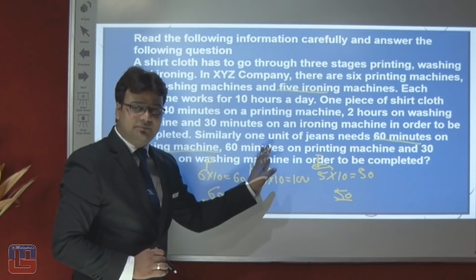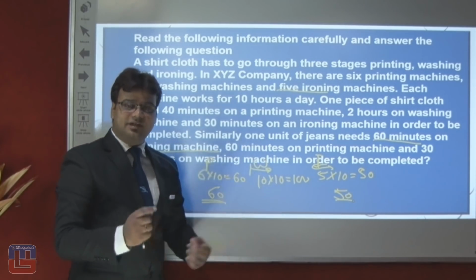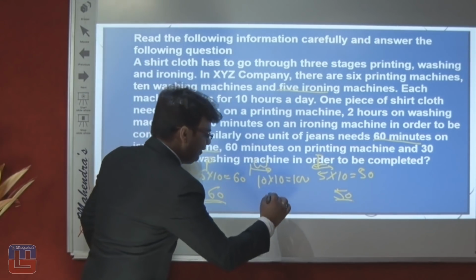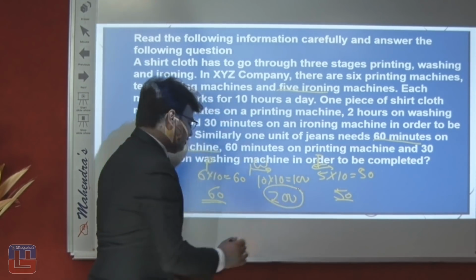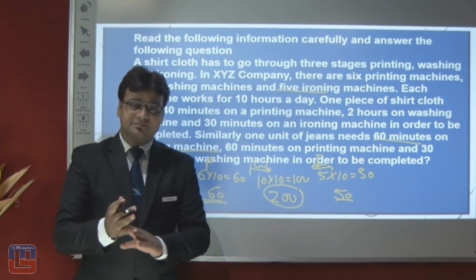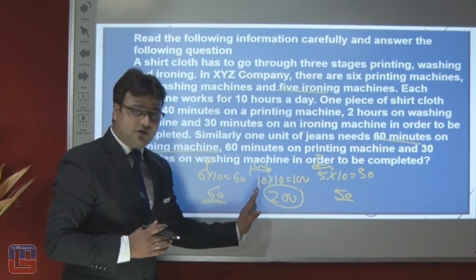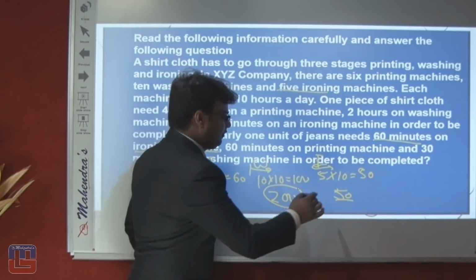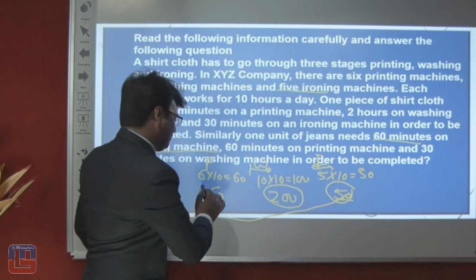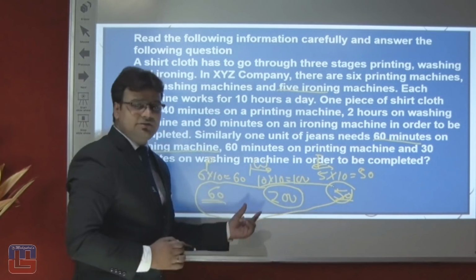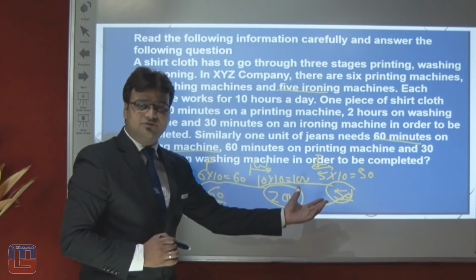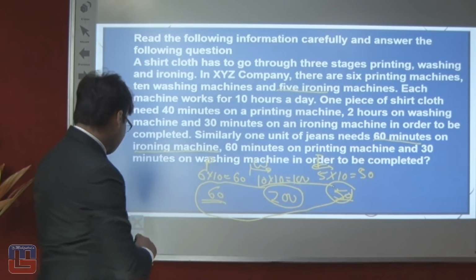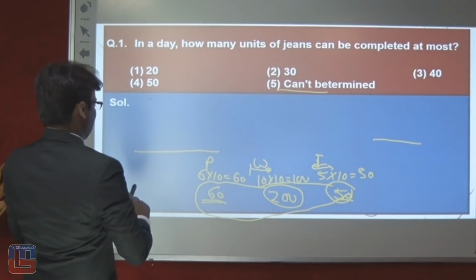And washing takes 30 minutes, so in half an hour they can complete 1 jeans. That means in 100 hours they can complete 200 jeans. But for all processes, ironing, printing and washing, to complete, only 50 jeans are possible. The least number that can complete all processes is 50. So the maximum possible jeans in those machines in 1 day is 50.